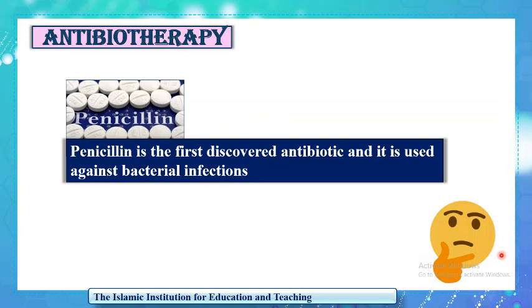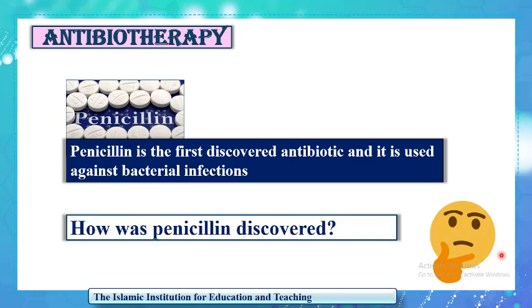Penicillin is the first discovered antibiotic, and it is used against bacterial infections such as respiratory tract infections, mouth infections, and throat infections. But how was penicillin discovered?